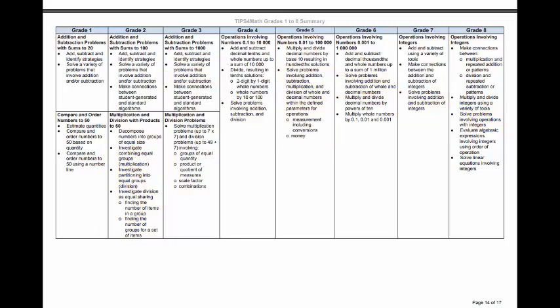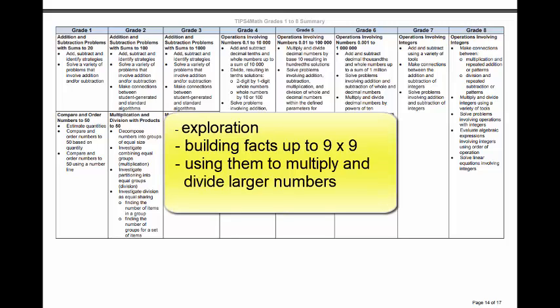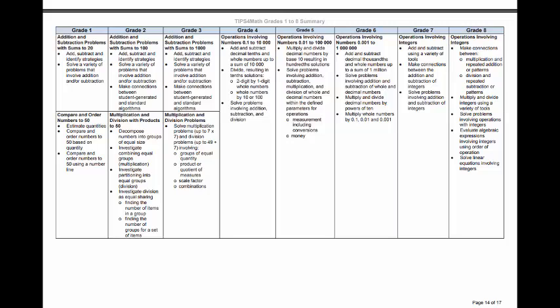So it seems to me that the flow of learning for multiplication and division is exploration, building facts up to 9 times 9, then using them to multiply and divide larger numbers. Solving problems involving multiplication and division is all the way through, and I'm thinking it is just based on the size of numbers the students are working with.